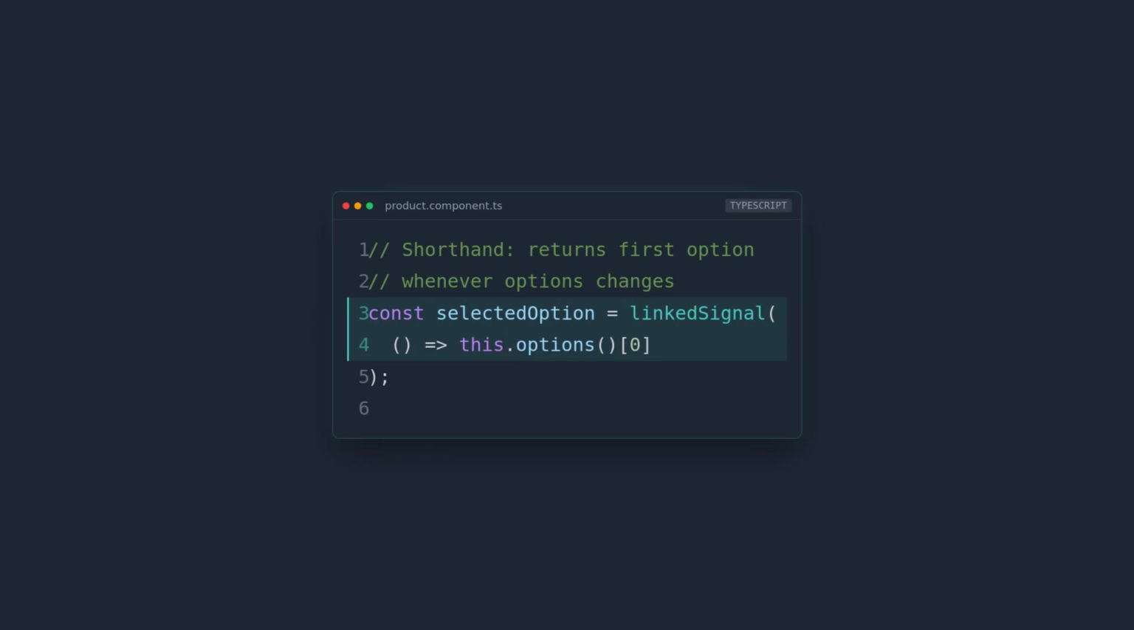The shorthand syntax is the one you'll see in every tutorial. You pass a function that returns a derived value. Here, selected option derives from the first item in your options array. When options changes, selected option automatically updates to the new first item. This works for simple defaults, but the shorthand syntax has no way to reference the previous value. And that's exactly where production code breaks.